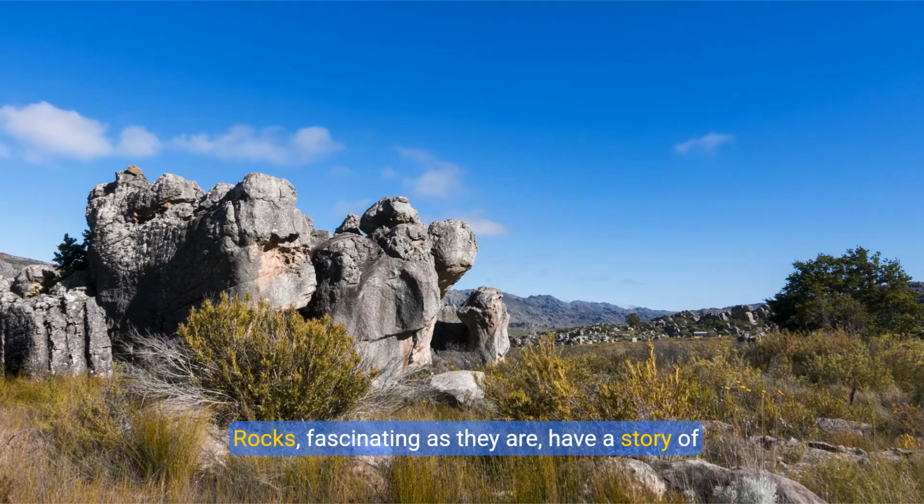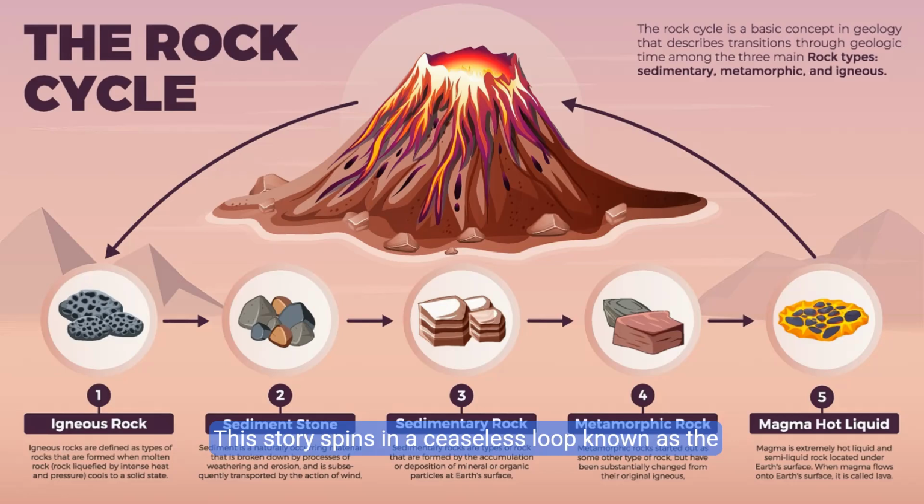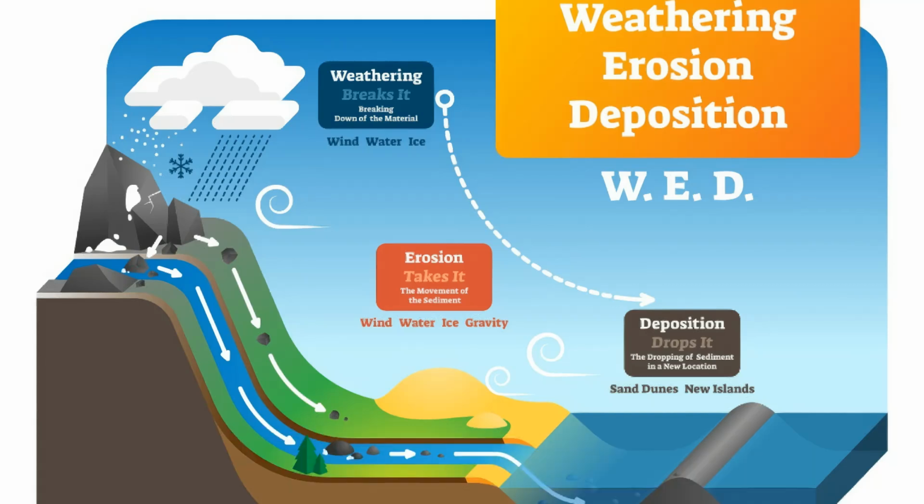Rocks, fascinating as they are, have a story of their own. This story spins in a ceaseless loop known as the rock cycle, demonstrating how a rock can metamorphose from one type to another. Important steps in this grand dance of transformation are weathering, erosion, and deposition.